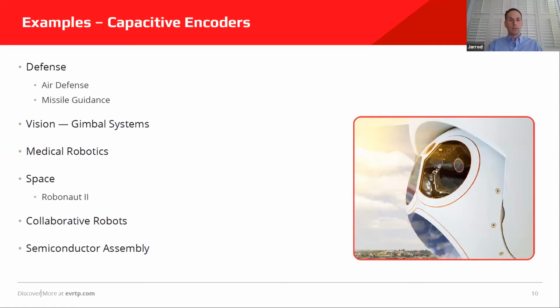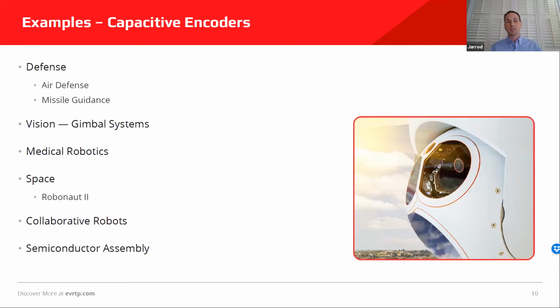So where might you find capacitive encoders? As mentioned, obviously defense, as that's where it was developed from, in air defense and missile guidance. You also see them in vision systems and gimbals, both for visual wavelengths as well as LiDAR. Capacitive encoders are a great fit for medical robotics, where the combination of compact size, and these can be as small as 16 millimeters in diameter, 3 grams in weight or mass, excuse me, high accuracy and resistance to EMI allows for installation in locations where other encoder technologies simply can't function.